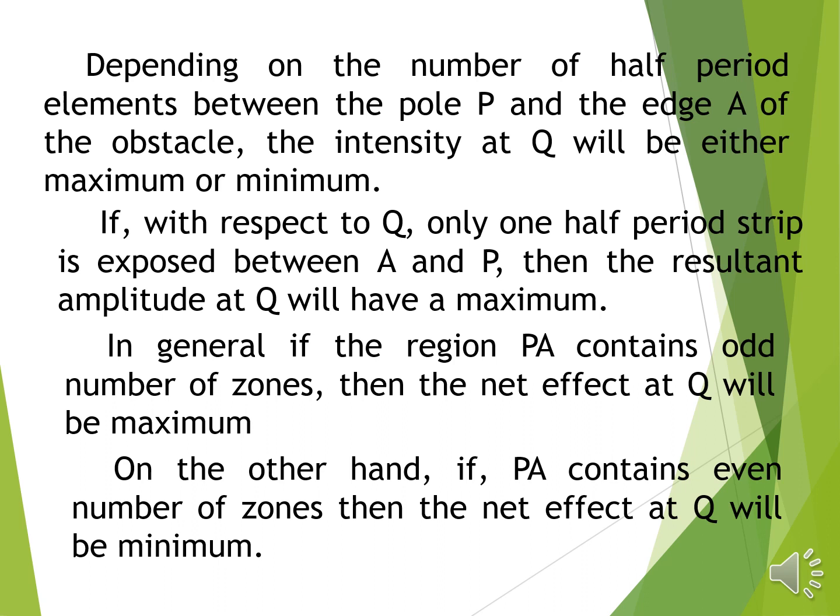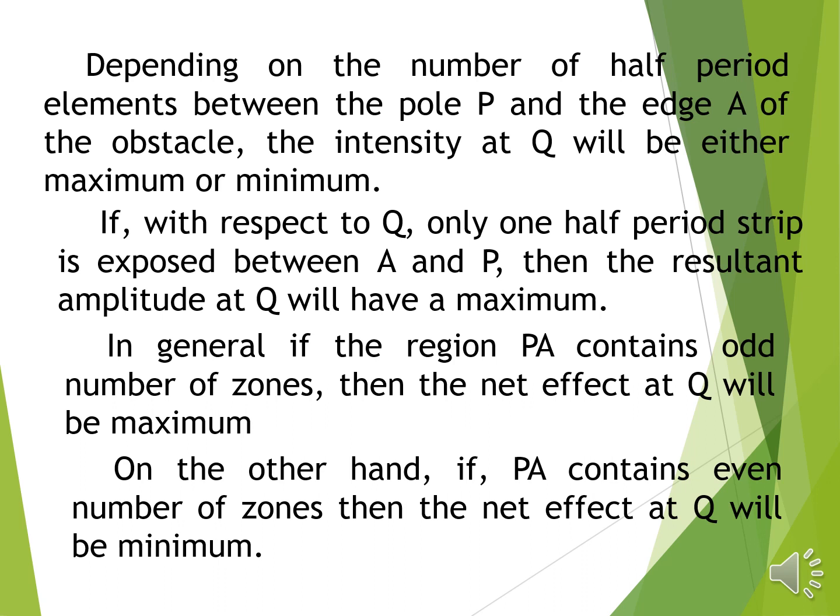Now depending on the number of half-period elements between the pole P and the edge A of the obstacle, the intensity at Q will be either maximum or minimum. That means depending on the number of zones. If with respect to Q only one half-period strip is exposed between A and P, then the resultant amplitude at Q will be maximum, odd number.